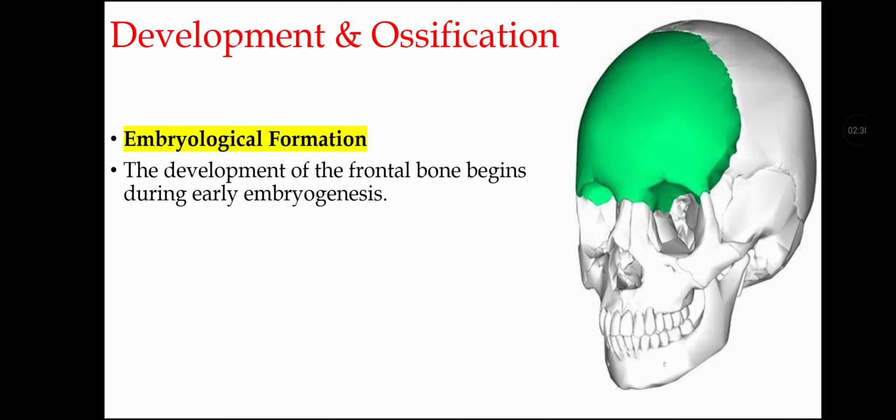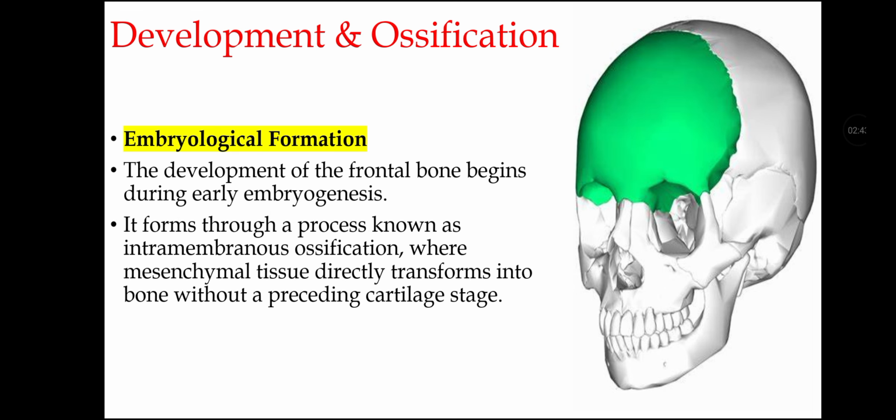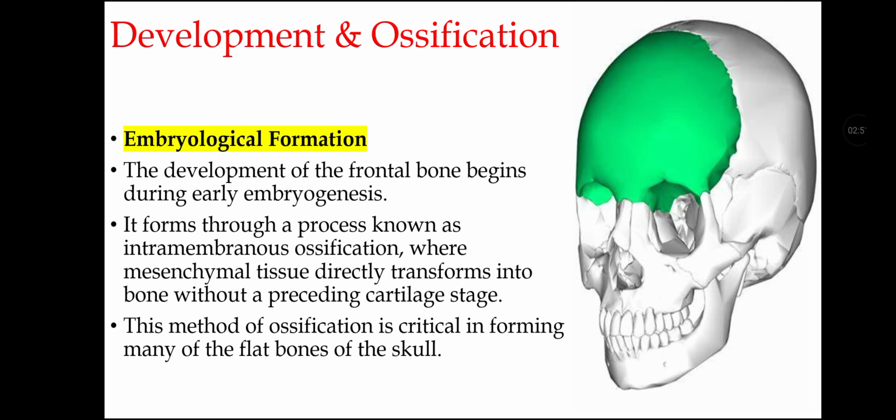Now let's talk about development and ossification of frontal bone. First we will talk about embryological formation. The development of frontal bone begins during early embryogenesis. It forms through a process known as intramembranous ossification, where mesenchymal tissue directly transforms into bone without a preceding cartilage stage. This method of ossification is critical in forming many of the flat bones of skull.